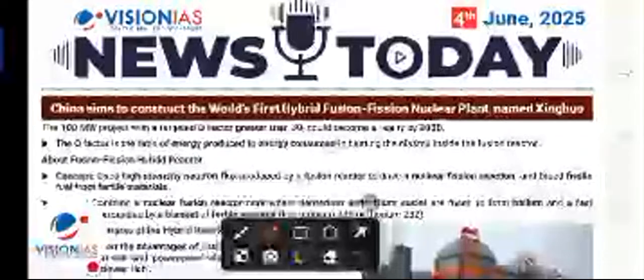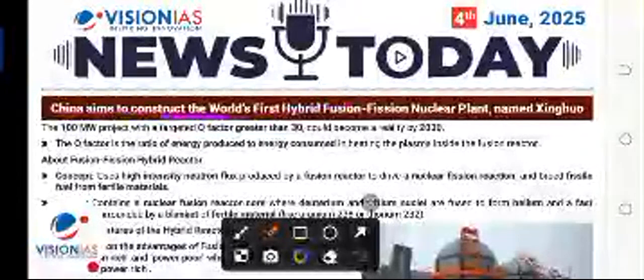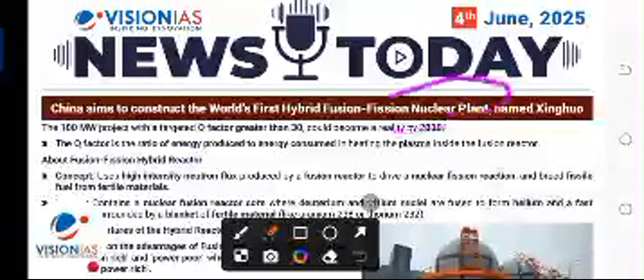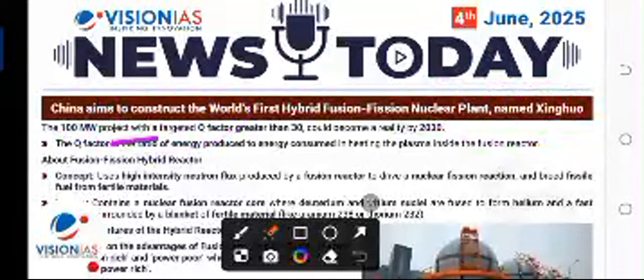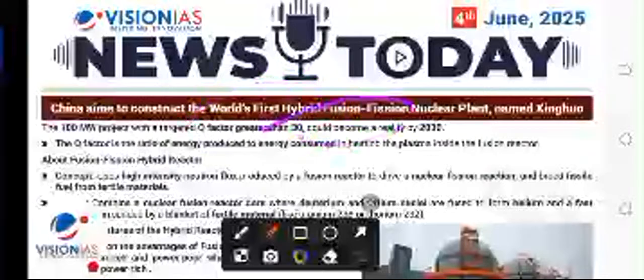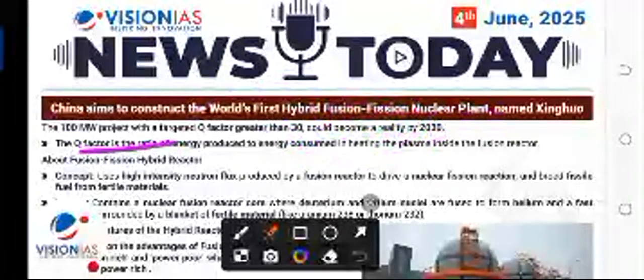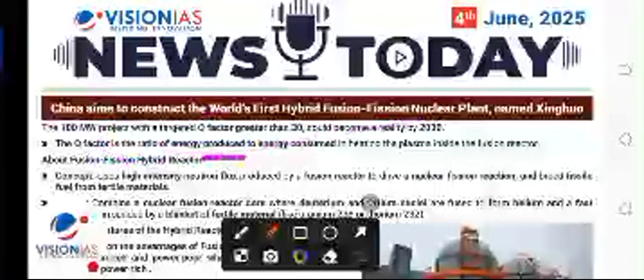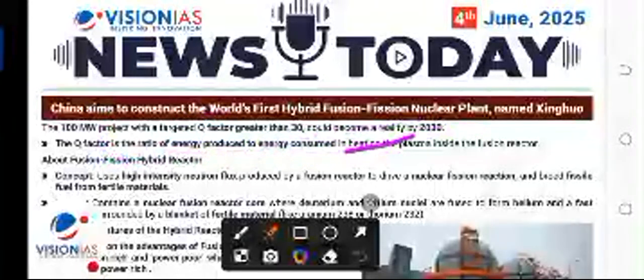Here we are going to see China's aim to construct the world's first hybrid fusion-fission nuclear plant, named Jingbu. The 100 megawatt project, with a target Q factor greater than 30, could become a reality by 2030. The Q factor is the ratio of energy produced to energy consumed in heating the plasma inside the fusion reactor.